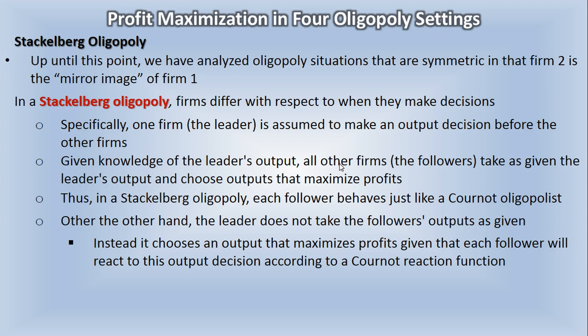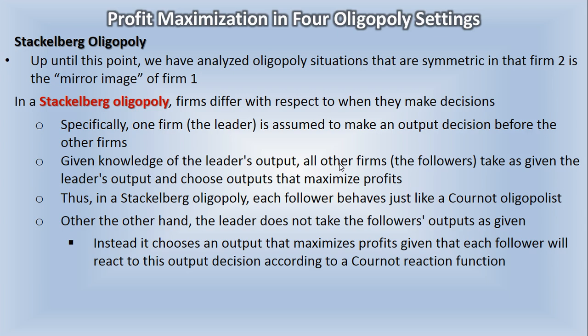The leader knows that their followers are going to do that. And so therefore the leader, when choosing their output, has to take into consideration what their followers are going to do by incorporating their Cournot reaction functions into their perspective on the market.